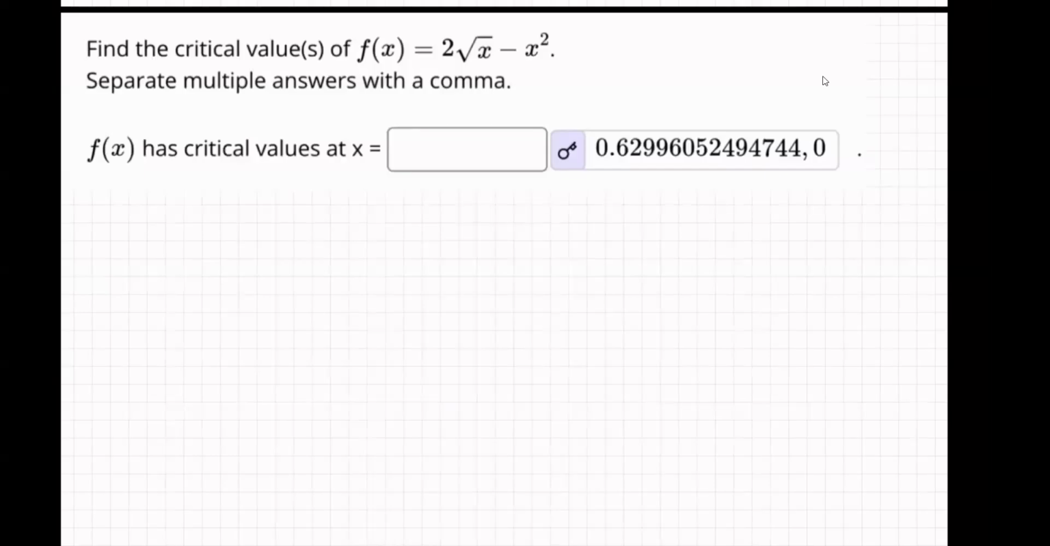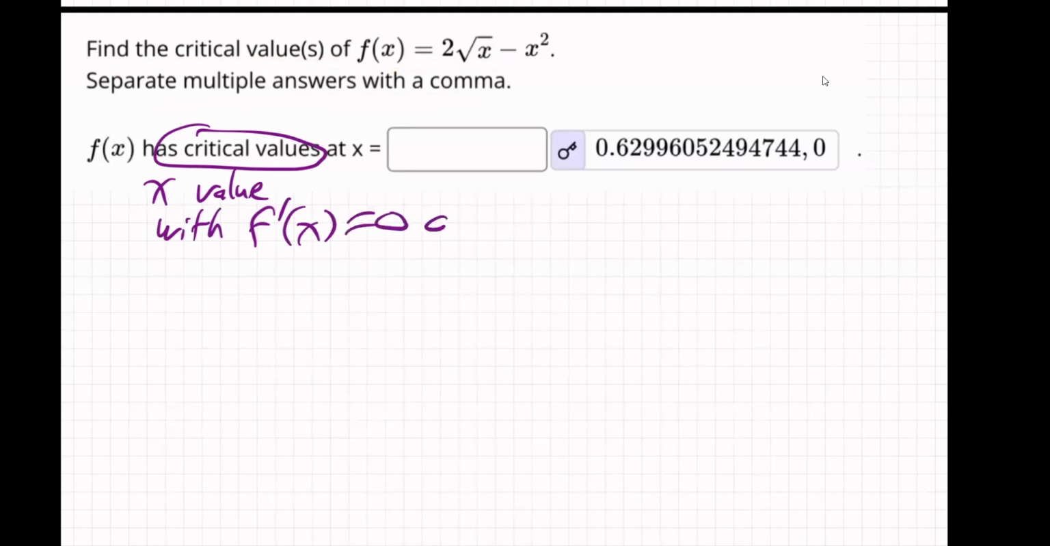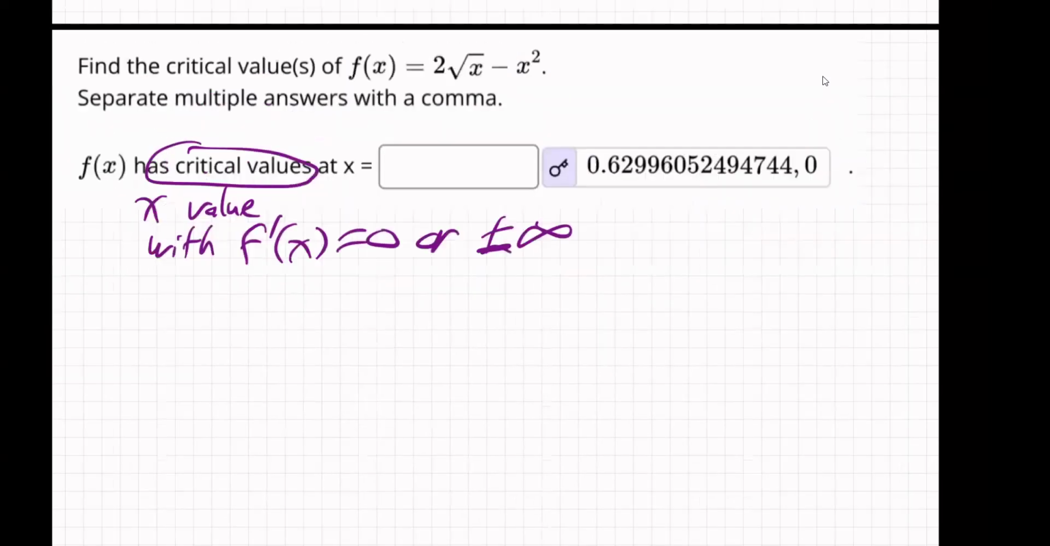Okay, so on this one, find the critical values, get us a function, separate multiple answers. All right, so what in the world is a critical value? That's an x value with f prime of x equaling 0 or positive or negative infinity. And we're not going to get infinity, I don't think.